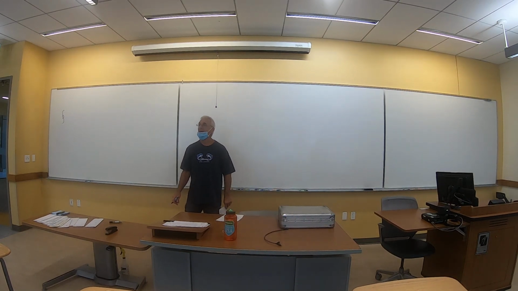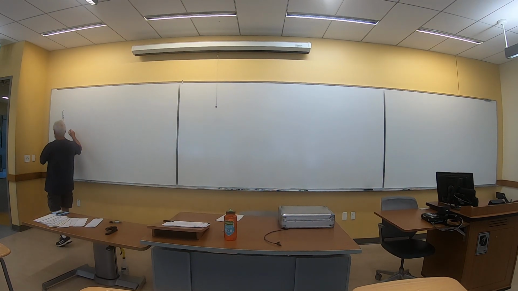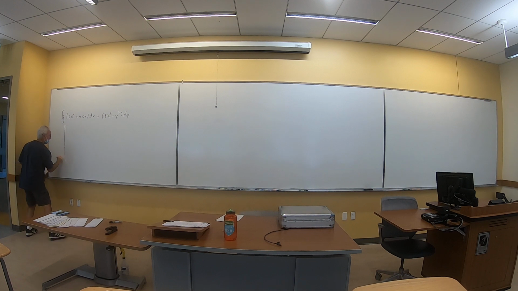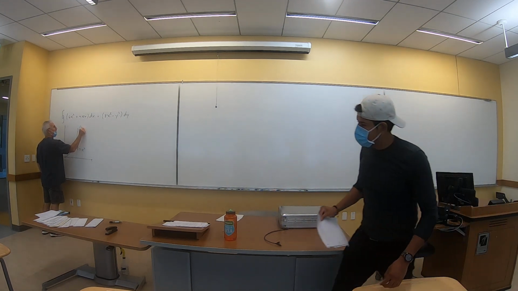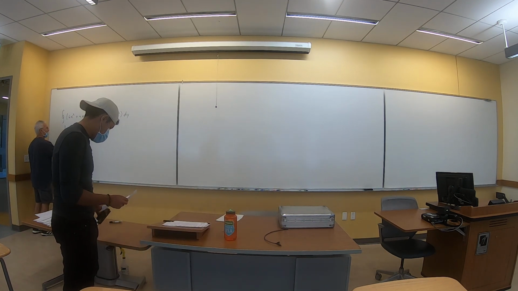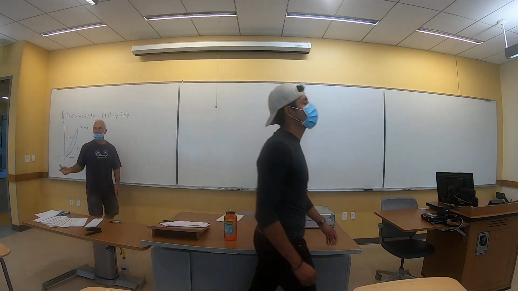All right, so we're going to start with a problem. And my path, just to make it simple, is y equals x squared. And then I'm going back on y equals 2x. So my closed loop is this path right here.